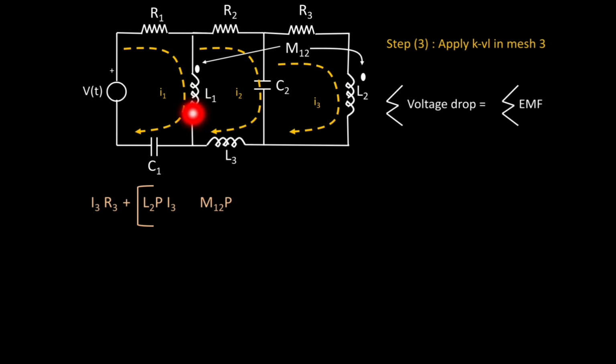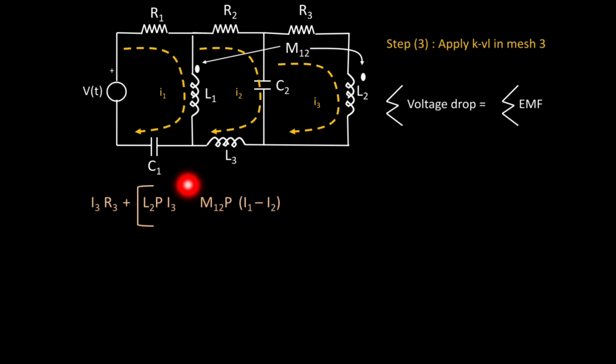Now which current is flowing through L1? I1 and I2, and both currents are in opposite direction. So we can write I1 minus I2, or we can write I2 minus I1, because we are applying KVL in mesh number 3 and here we are dealing with I1 and I2. If we take I1 minus I2, no problem, and if we take I2 minus I1, again there is no problem. Ultimately the equation will remain the same. So we have written I1 minus I2. Now this is the voltage drop because of self inductance, and this is the voltage drop because of mutual inductance.